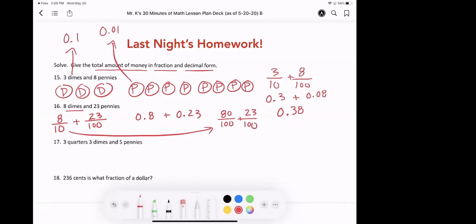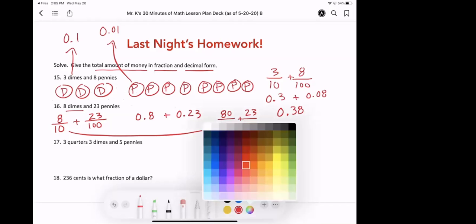So together we would have 103/100ths. And our number bonds would tell us that would be $1 and 3 pennies left over, or 1.03. Well done. Last, 3 quarters. Whoops, sorry about that. 3 quarters.